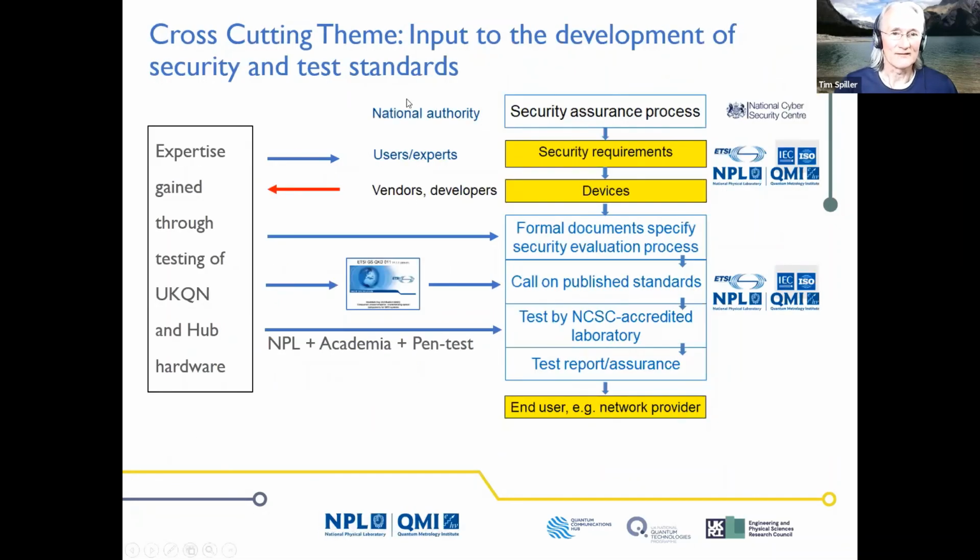Here, if you like, is a flow diagram for the way NPL would follow through on developing security assurance of a particular technology or a device. And so there is a tried and tested approach to, if you like, in the end, giving an assurance that a piece of technology, in this case, quantum communications technology, is actually doing what it says.